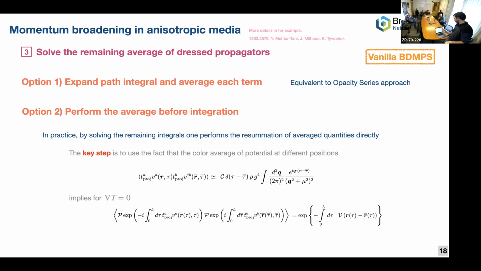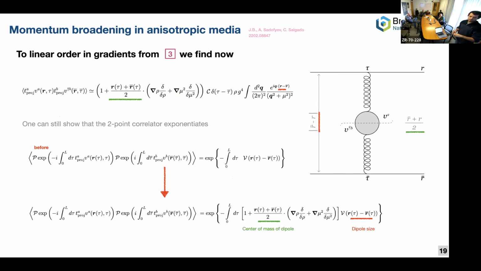Now, when you go to an anisotropic medium, it is a bit more complicated, but you can still show that at leading order in gradients, the averaging is of this form. So it's essentially the same result, but now there is also a term which depends on the gradients, but also on this coordinate, which you can think of as the center of mass of the system, where the system now is the dipole formed by the quark in amplitude and conjugate amplitude. Before, it only depended on the separation of this dipole.